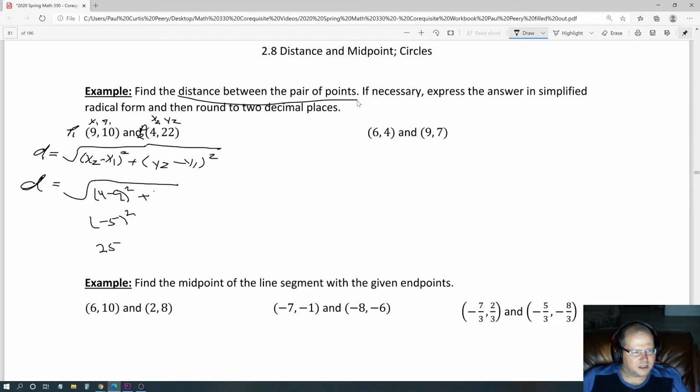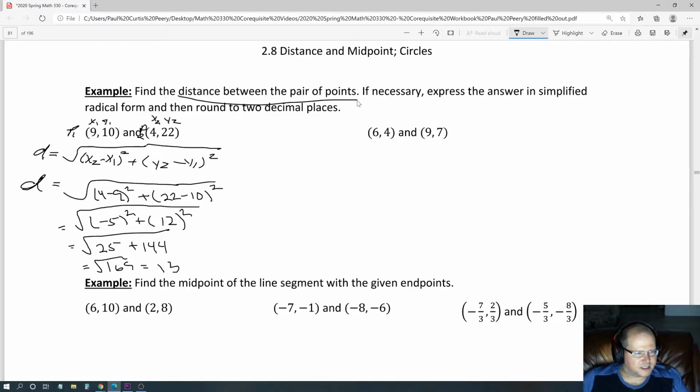Okay, let's try the other one. So we have a y2 being 22, and we have y1, which is a 10. So 22 minus 10 is a 12, and you square it, which gives me 144. And 25 plus 144 is 169. And the square root of 169 is a 13. So we end up with a nice little 13 there.